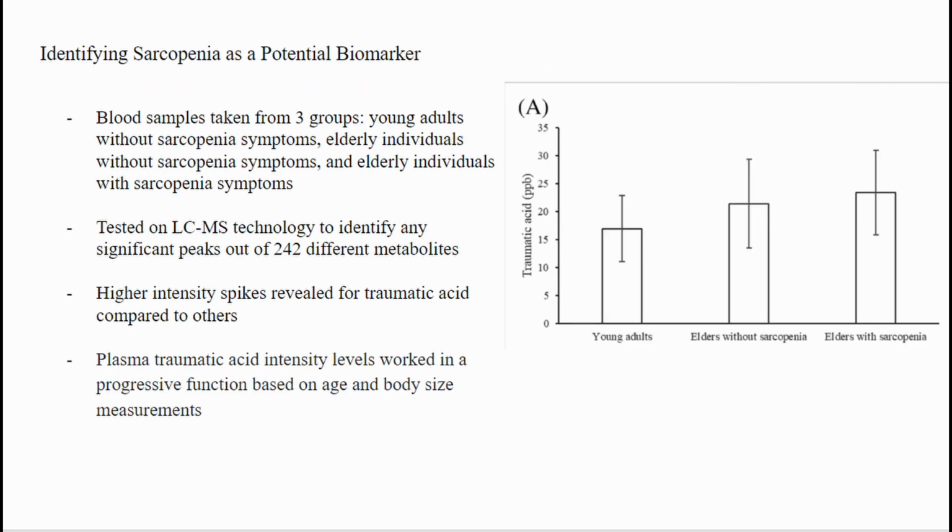In the experiment, blood samples were taken from each patient and run under LCMS to analyze the peaks of many metabolites. Out of 242 metabolites in the study, they concluded that there were higher intensity spikes in patients that presented symptoms of sarcopenia versus those that did not. It was also revealed that plasma traumatic acid intensity levels worked in a progressive fashion based on age and body size measurements. As a result, these findings could allow better detection of sarcopenia.